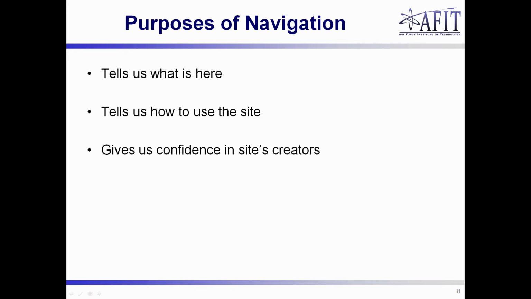So we've got several different purposes for navigation. The first one, of course, is to tell us what is even here, right? It tells us what the site contains. It reveals the content of the site. It also tells us how to use the site. It implicitly tells you where to begin and what your options are. And it should be all the instructions that you need.